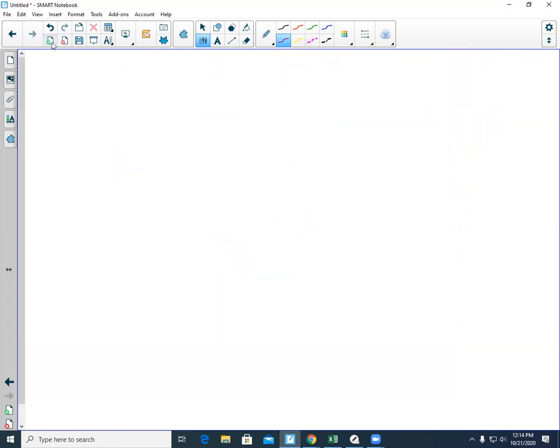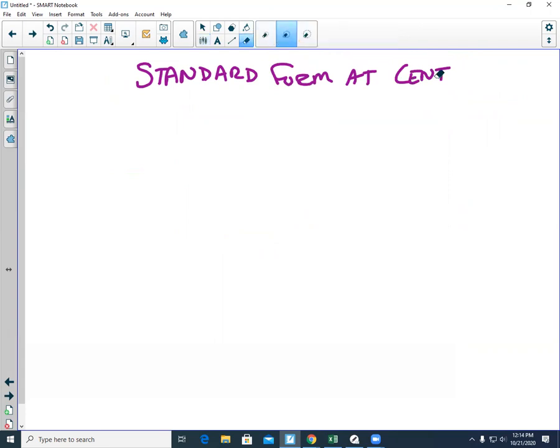Okay, so this is called standard form at center, vertex.